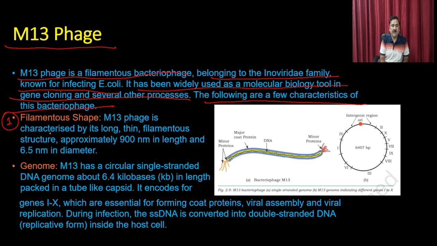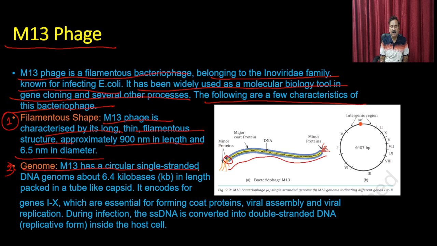This is a filamentous shape. So, M13 phage is characterized by its long thin filamentous structure, approximately 900 nanometers in length and 6.5 nanometers in diameter. So, this is the M13 phage, where this length is 900 nanometers and the diameter of this is actually 6.5 nanometers.